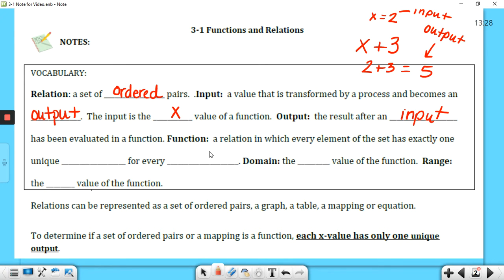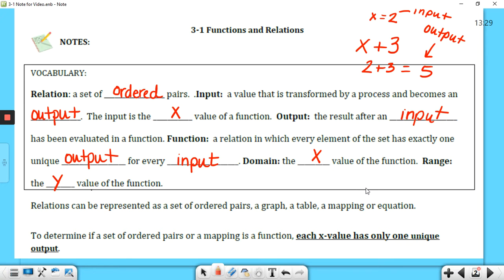Okay, how about the word function? A function is a relation in which every element of the set has exactly one unique output for every input. And we'll get more into detail with that in just a few minutes. And then the domain is the x value of the function, and the range is the y value of the function. Just another word for x and y.